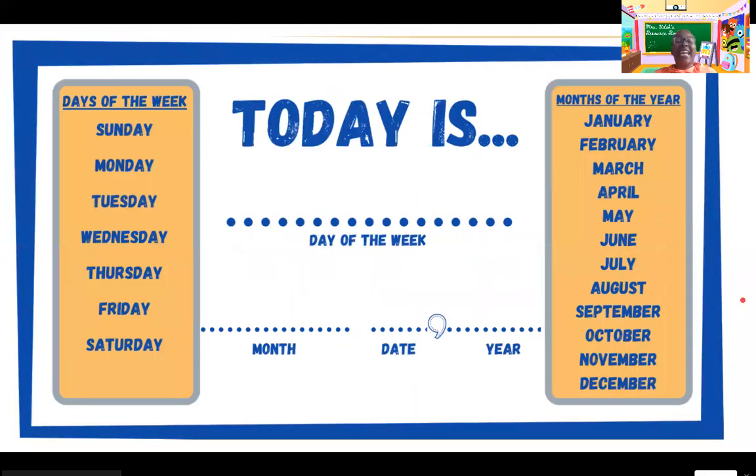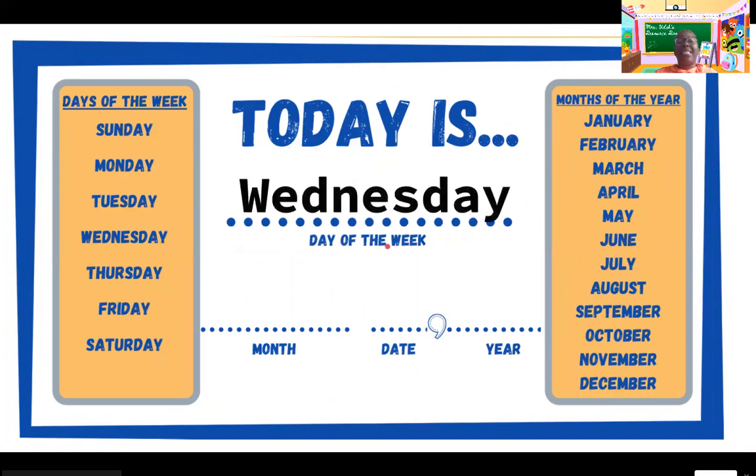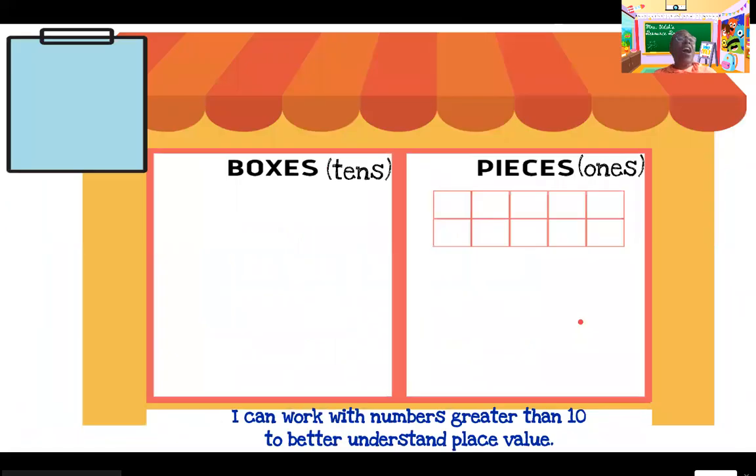So let's say our date together. Today is Wednesday, May 20th, 2020. Remember, when we say the date, we start with the day of the week, and then we say the month, the date, and then the year. Let's try it one more time. Today is Wednesday, May 20th, 2020. Great job.